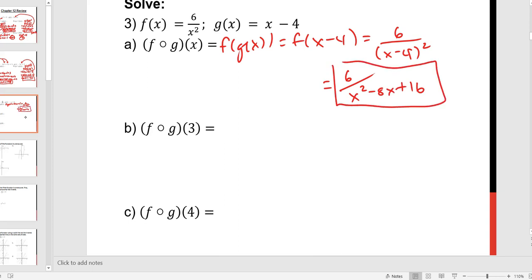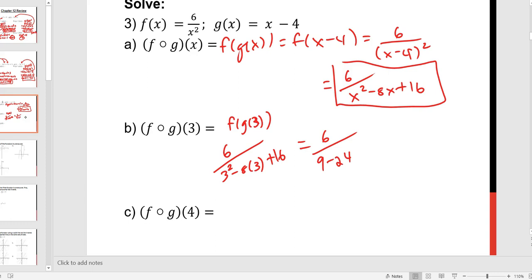f of g of 3, I would plug a 3 into not the original functions, but into this. I could do f of g of 3, or I can just plug the 3 into this function. So 6 over 3 squared minus 8 times 3 plus 16. 6 over 9, what is that, 8, 16, 24. 6 over 1, or just 6.